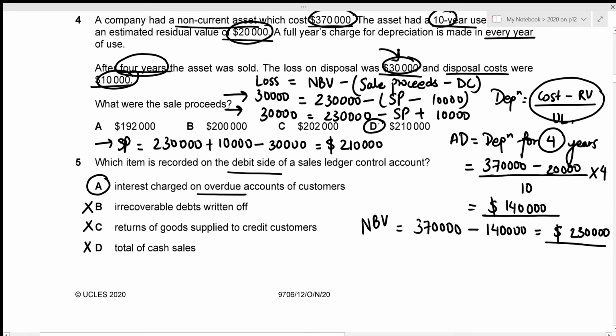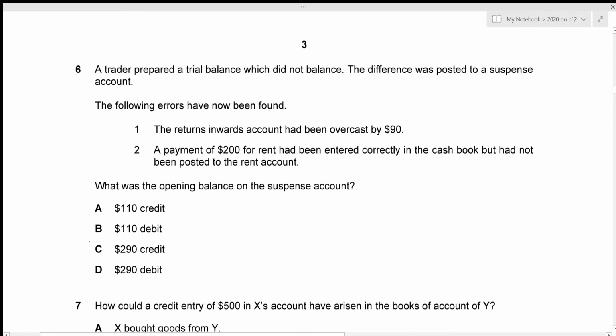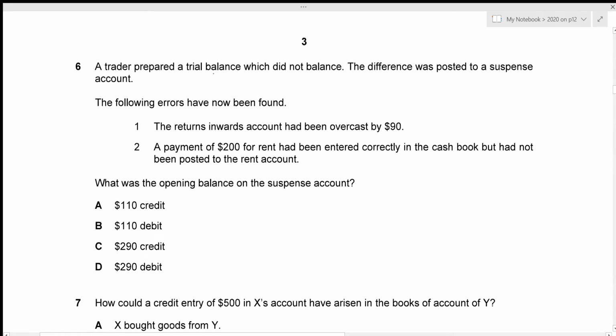Now we can move towards question number 6. A trader prepared a trial balance which did not balance. The difference was posted to a suspense account, and the following errors have now been found. We need to figure out the opening balance on the suspense account. Alright, I'm going to figure out the opening balance on the suspense account by correcting the errors given above. Okay, this is the debit side, and this is the credit side.